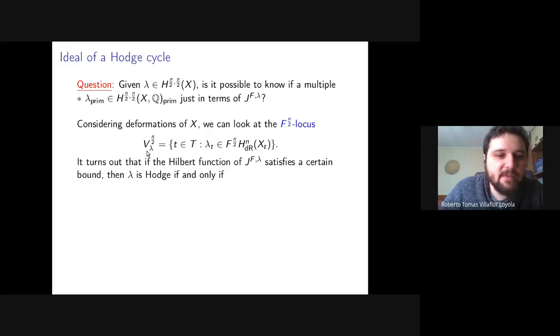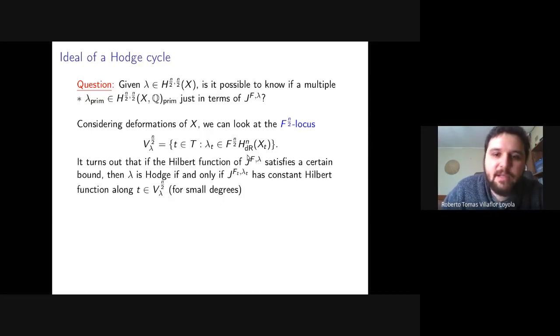And so what happens, under certain conditions on the possible values of the Hilbert function of this class, is that the function remains constant, so it is continuous, if and only if the original class is Hodge, right? This is what is happening. And in fact, it is enough that it will be constant for the smallest degrees generating this ideal.